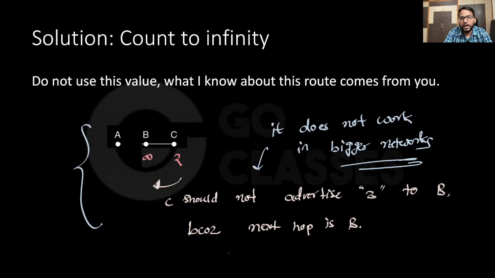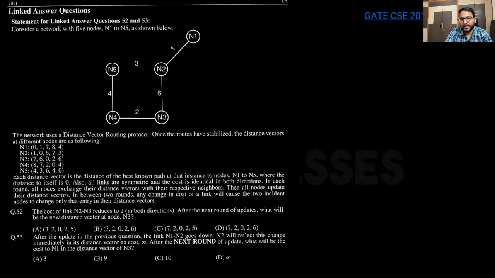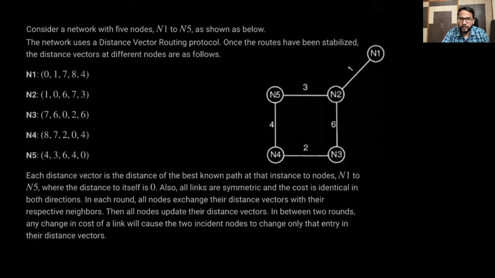Cool. Now let's see a very nice question that has been asked in GATE 2011. There are two questions that they've asked, and this question should clarify how these iterations are working. Then we will see some question related to count to infinity, which will clarify how count to infinity works. Okay, cool. So let's see this question.